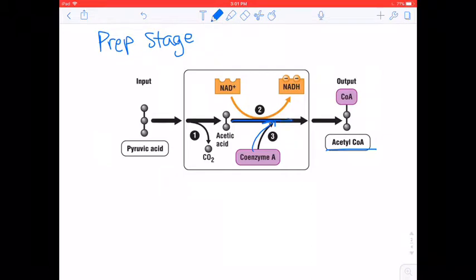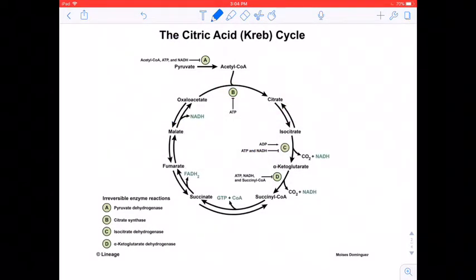So pyruvate combines with coenzyme A to form acetyl coenzyme A, which produces 2 molecules of ATP. So there are 2 pyruvates made from 1 glucose. So that means there's 2 NADH produced and 2 acetyl coenzyme A's produced. After the prep stage, the Krebs cycle is now able to occur. And the Krebs cycle is the same thing as the citric acid cycle.